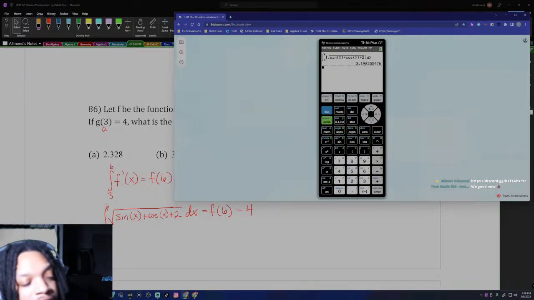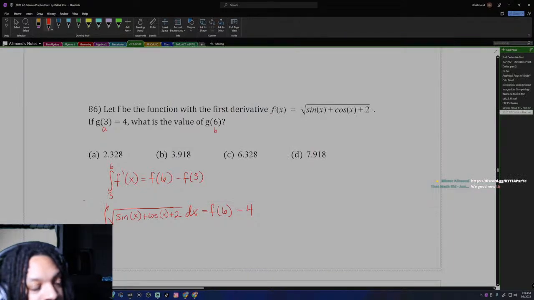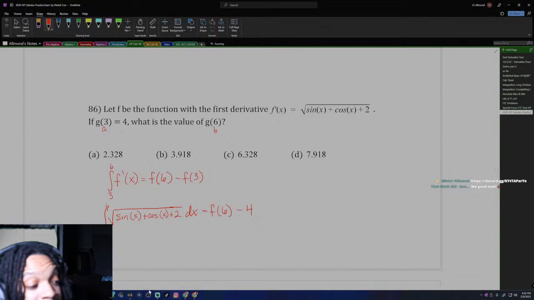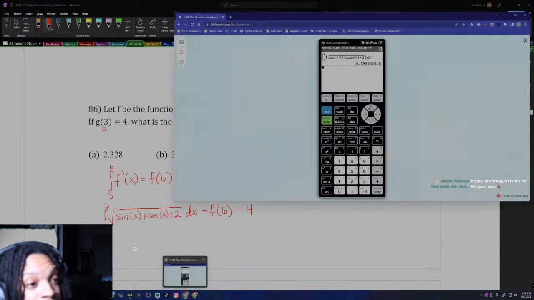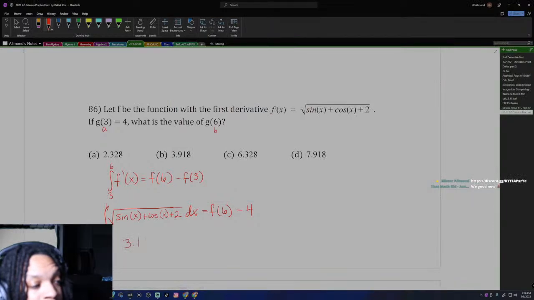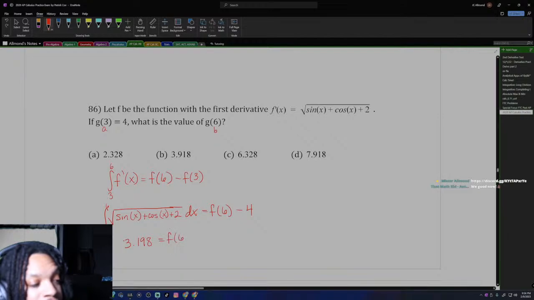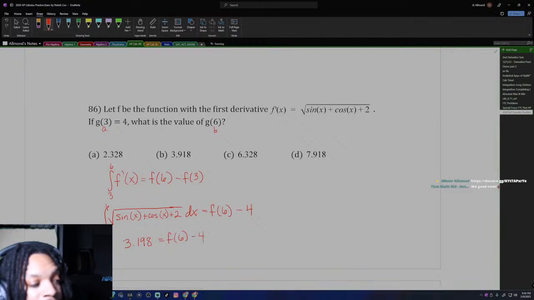To get f of 6 by itself, algebraically, I can just add 4 to both sides. And the calculator told us that the left side was 3.198. 3.198 equals f of 6 minus 4. Add 4 to both sides.